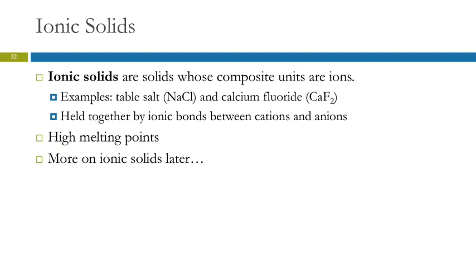Ionic solids, we've got the composite units being ions. Ions are held together by ionic bonds. So these crystals, instead of being separate molecules held together by weak intermolecular forces, are repeating patterns of ions held together by ionic bonds. So these are going to be very strong. They're going to have high melting points. We'll talk more about these later.